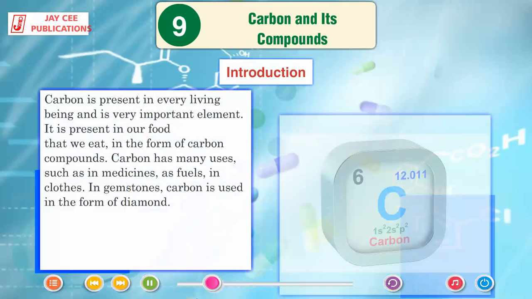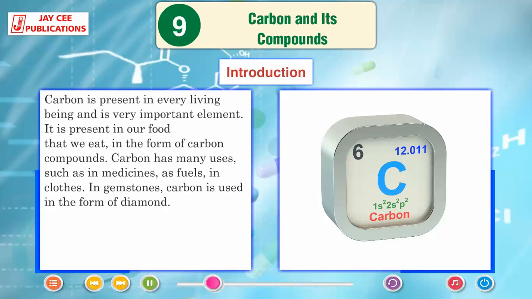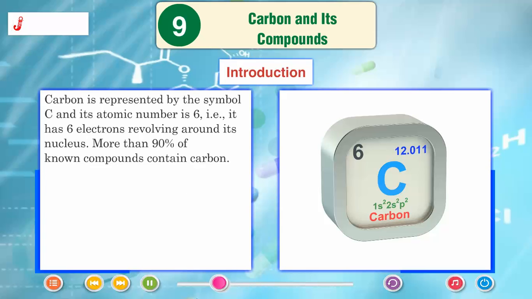Introduction. Carbon is present in every living being and is a very important element. It is present in our food that we eat in the form of carbon compounds. Carbon has many uses such as in medicines, as fuels, in clothes. In gemstones, carbon is used in the form of diamond. Carbon is represented by the symbol C and its atomic number is 6, that is, it has 6 electrons revolving around its nucleus. More than 90% of known compounds contain carbon.